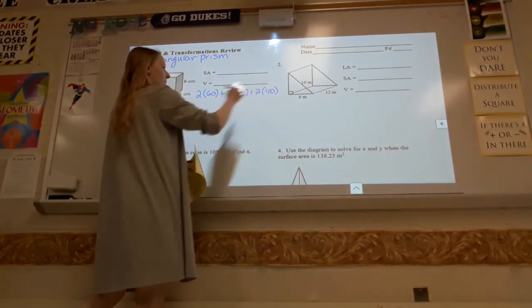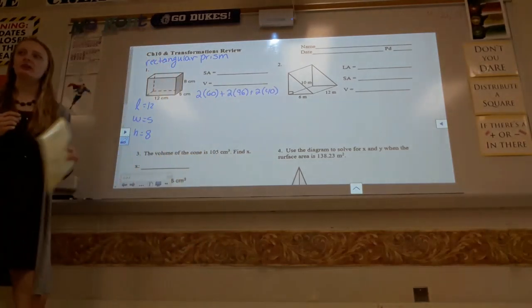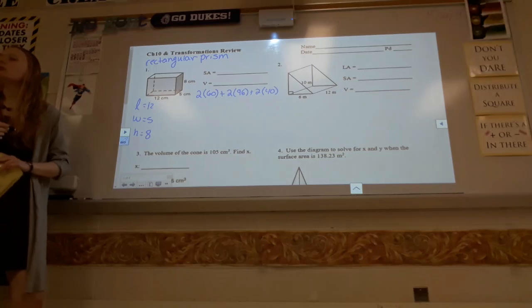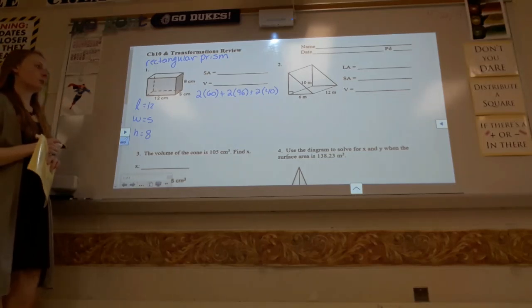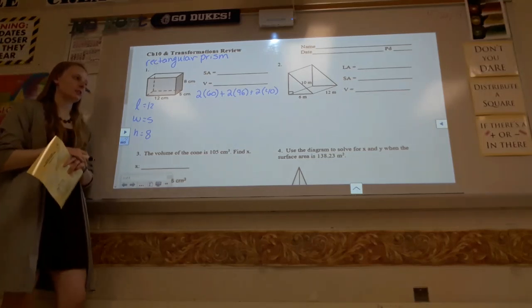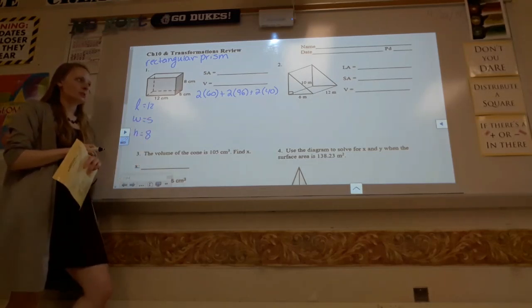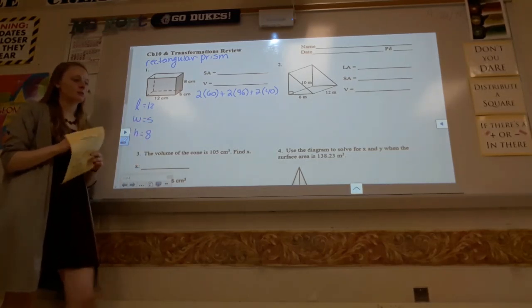Make sure you're writing down your work. If you aren't showing me work and you just give me your final answer and it's wrong, you get no partial credit. So show me every single step along the way and I can give you partial credit if you make a slight calculation error. So now you're just going to multiply those together. Tell me what you get.